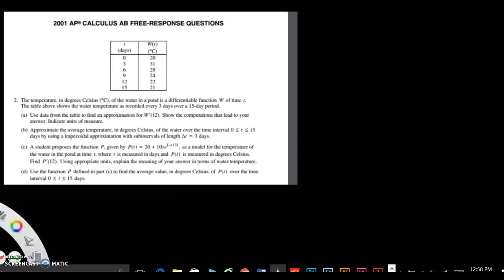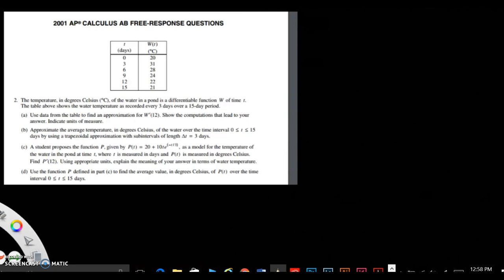In this video, we're going to solve the 2001 AP Calculus AB FRQ question. It says the temperature in degrees Celsius of water in this pond is a differentiable function W of time t. The table above shows the water temperature recorded every 3 days over a 15-day period. Use data from the table to find the approximation for W prime of 12. Show the computation that leads to your answer. Indicate the units of measure.